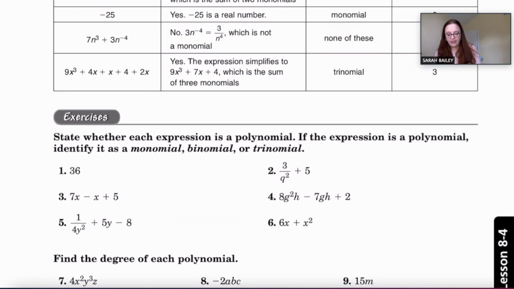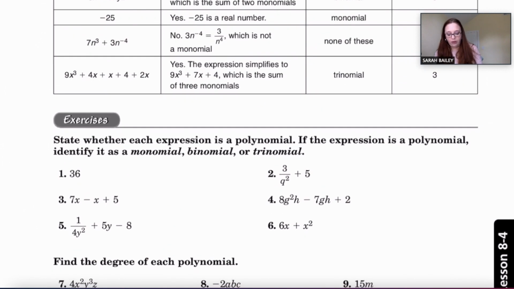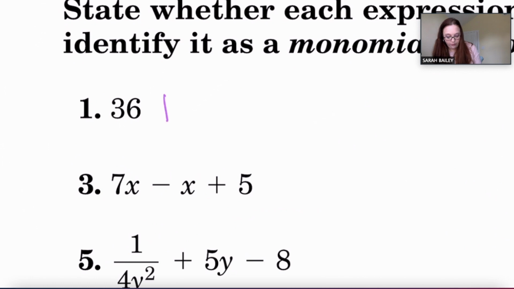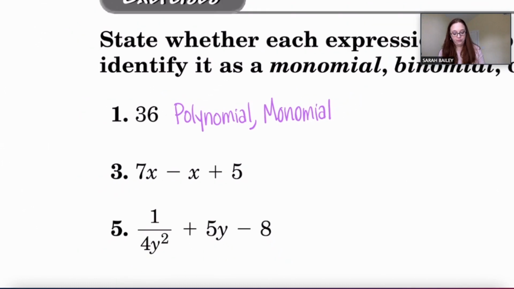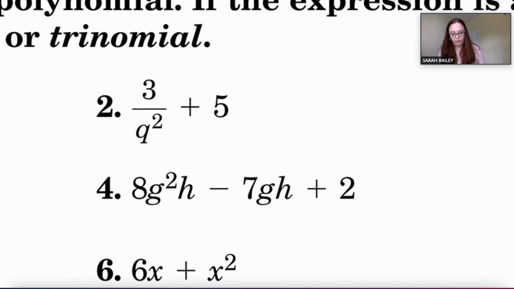So there's actually an example of this up here at the top. It's just a regular old number, so this is considered to be a polynomial. So I'm going to write polynomial here. And since it's just a single term, one term, then more specifically, we refer to that as a monomial. Okay, that's it.